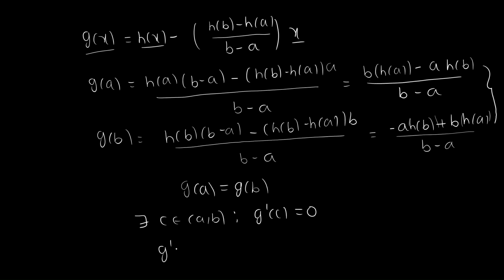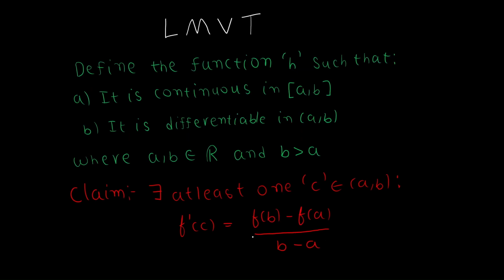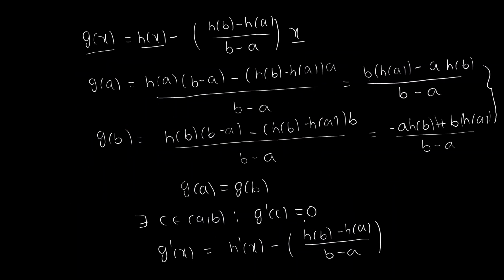Let's see what is g'(x). g'(x) is h'(x) minus (h(b) minus h(a)) divided by (b minus a). Now if I plug in c, this g'(x) term will vanish. I will be left with h'(c) is equal to (h(b) minus h(a)) divided by (b minus a), which is what we were required to prove, which is h'(c) is equal to (h(b) minus h(a)) by (b minus a).